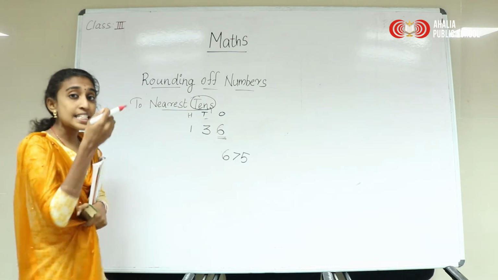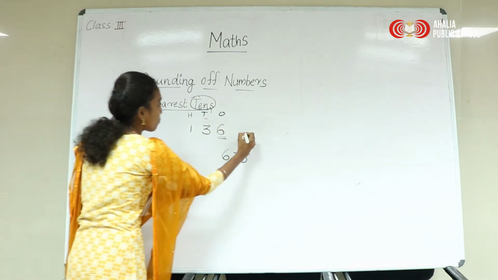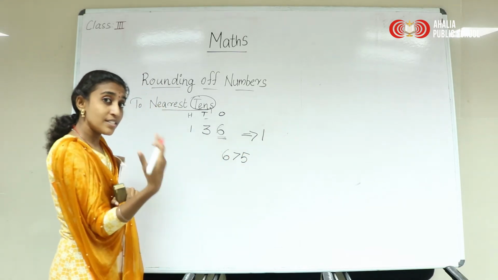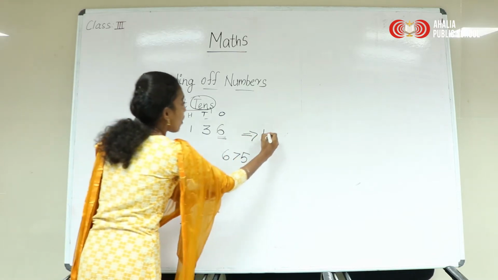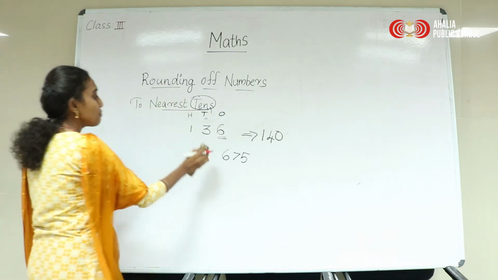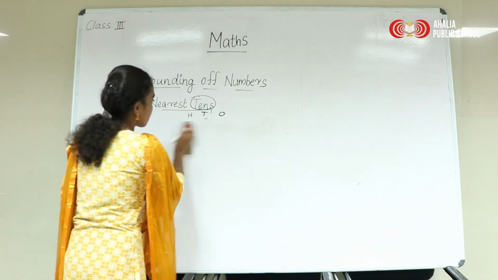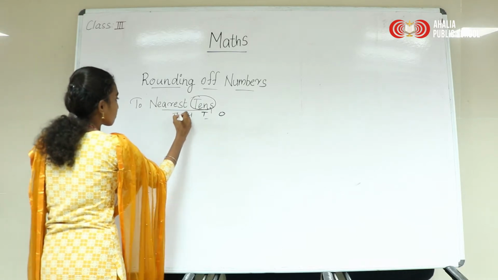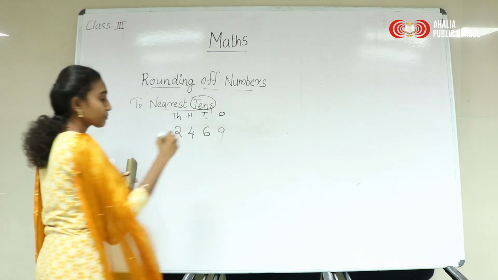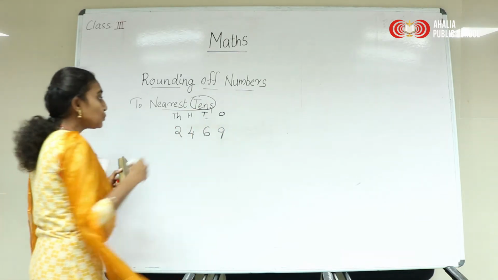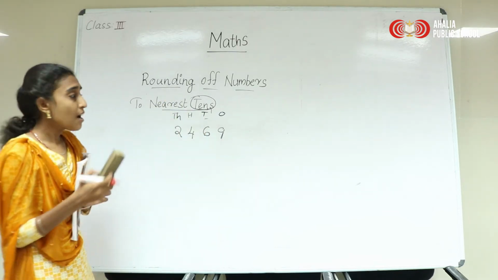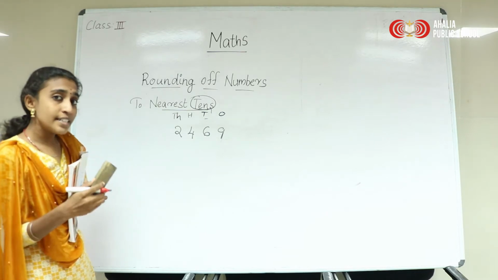So we round this number to the next 10 value. After 130, what is the 10 value? It is 140. Clear children? Now let us move on to the 4-digit numbers. Take 2469. The question is, round this number to its nearest 10 value.